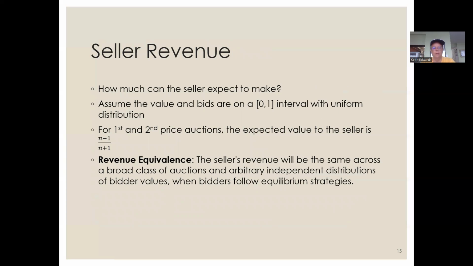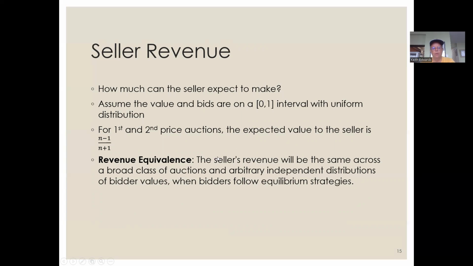So how much can a seller expect to make? Well, assume the values and the bids are on a 0 to 1 interval. Now we can scale that interval to whatever we like by a multiplication, or actually a linear function, if we didn't want the first one to be 0. For first and second price auctions, the expected value for the seller is (n minus 1) divided by (n plus 1), where there are n folks that are bidding.